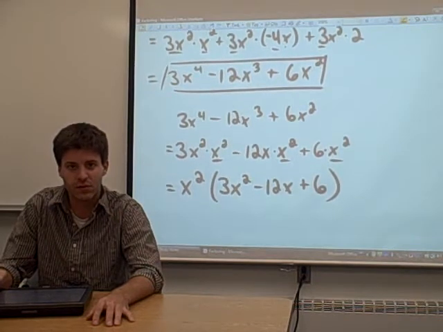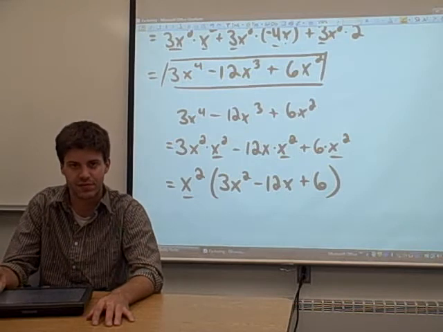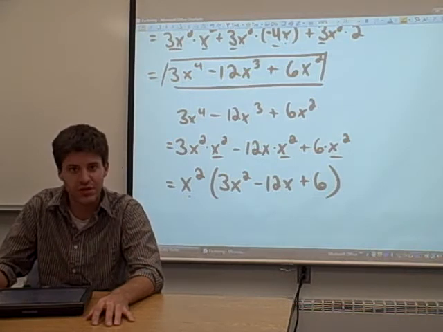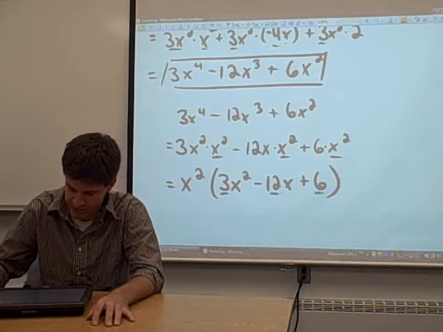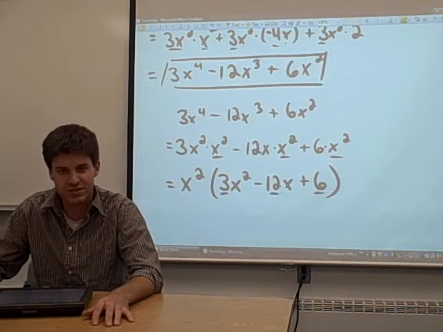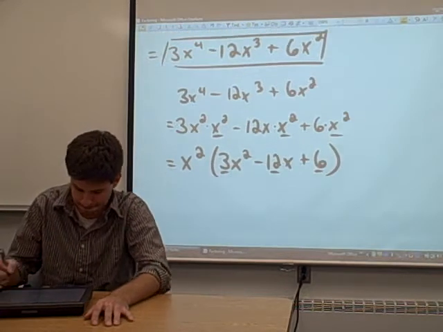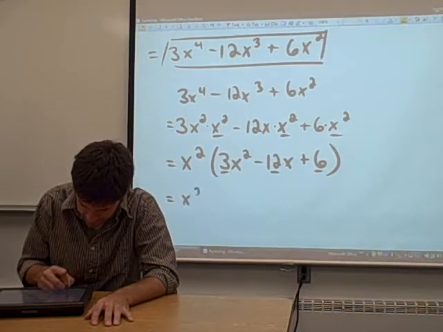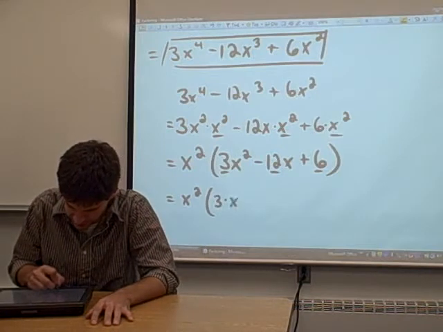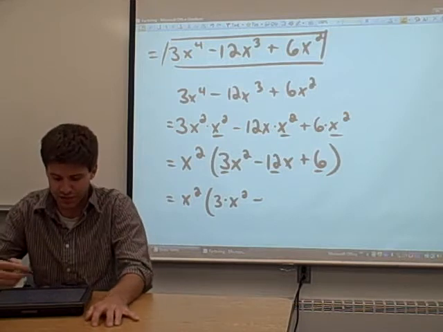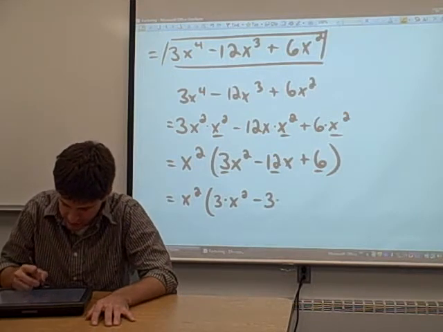So what we just did there was we factored out an x squared from each one of these three terms. But it looks like we can go a little bit further, because each one of these three terms still has a 3 in it that could be taken out. So let's do that. I'm going to take a 3 out of the 3x squared term, so I'm just going to write it like this. I'm going to take a 3 out of the negative 12x term, so I'm going to write it like this.